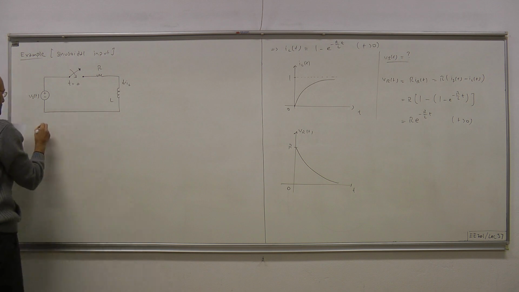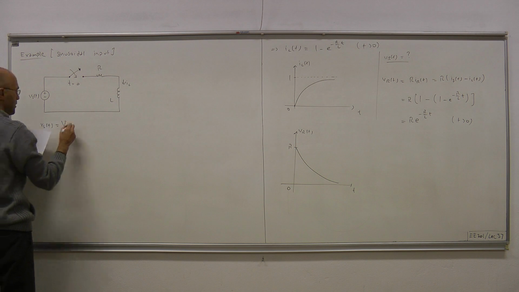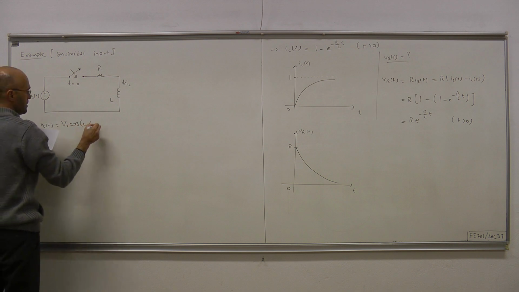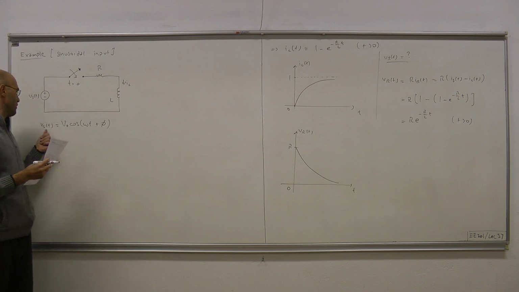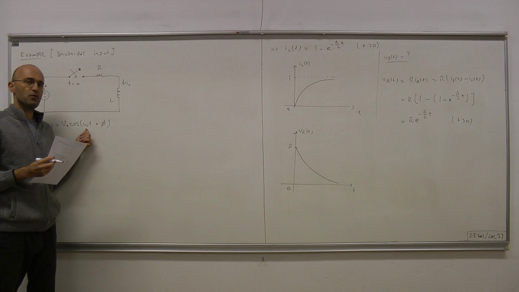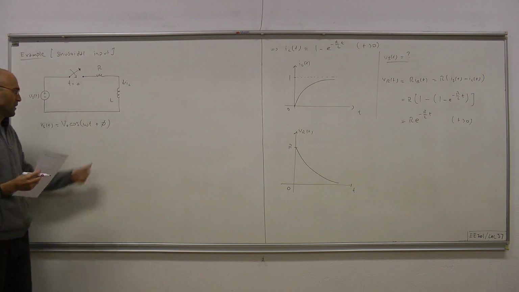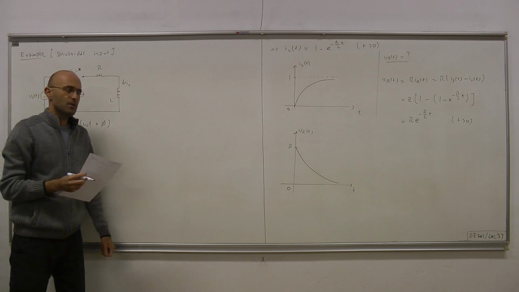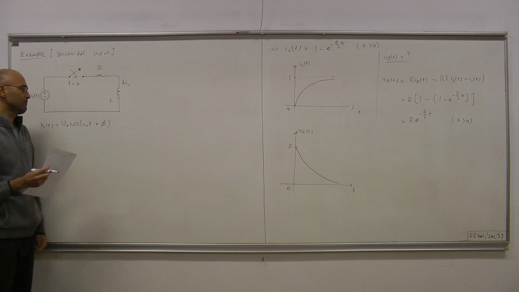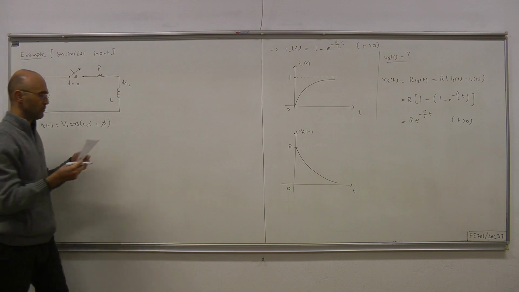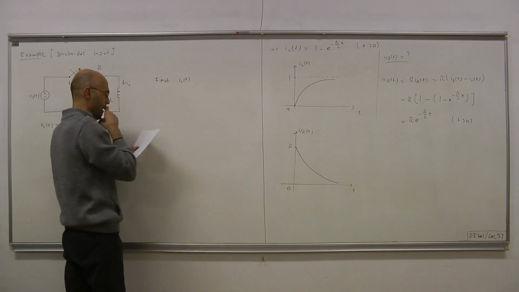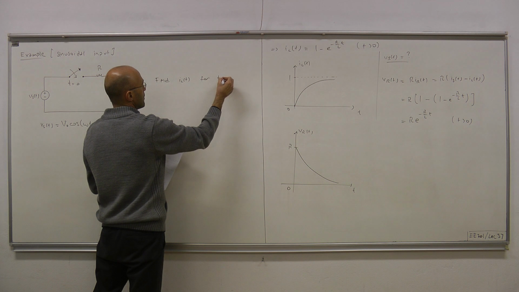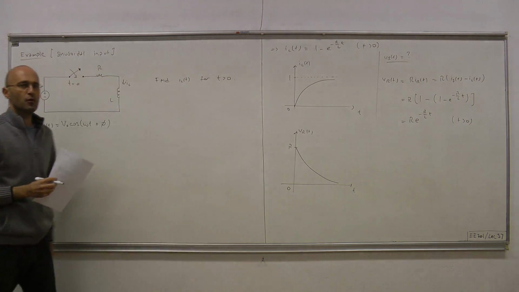So Vs(t) is of the form V0 cosine(omega t plus phi). This is the magnitude of the oscillations, this is the frequency of oscillations, omega, in radians per second, and this is the phase of the sinusoidal function. Now for this input, we're asked to find IL(t) for future times, for t positive.